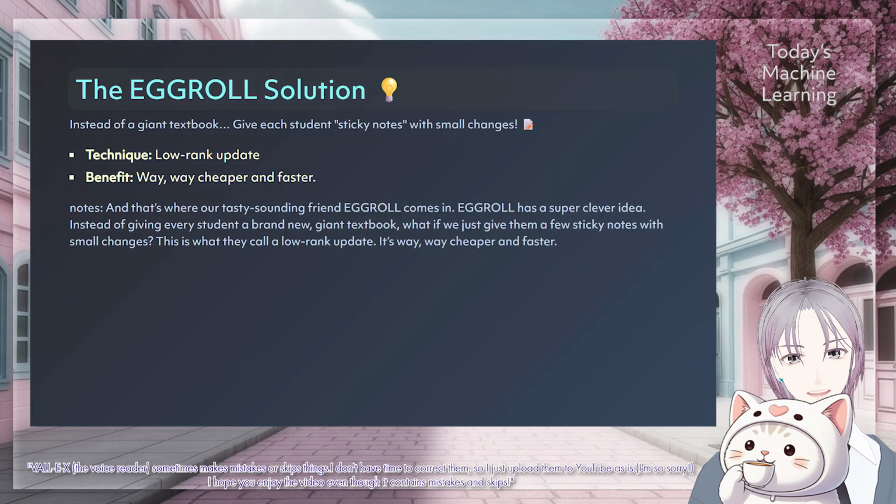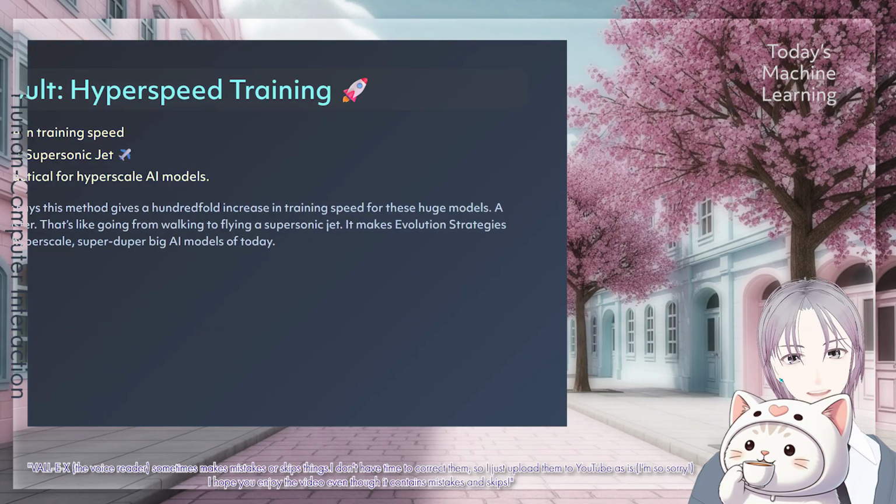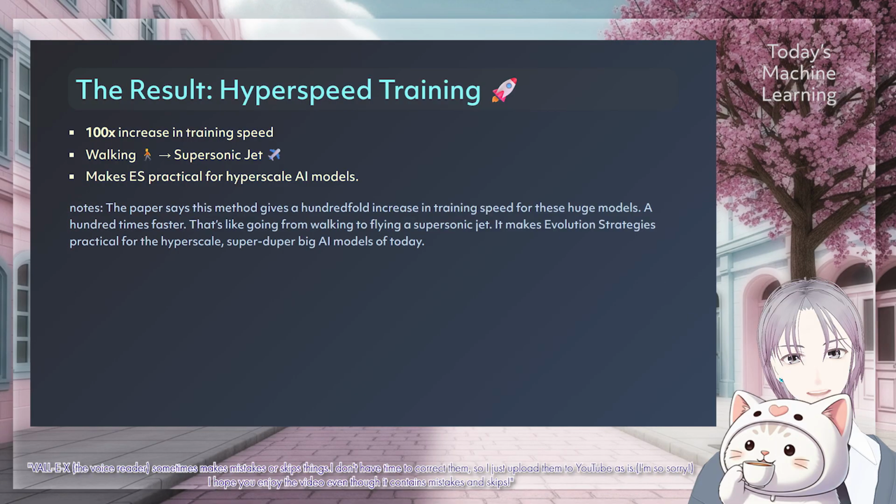EGGROLL has a super clever idea. Instead of giving every student a brand new giant textbook, what if we just give them a few sticky notes with small changes? This is what they call a low-rank update, which is way cheaper and faster. The paper says this method gives a 100-fold increase in training speed for these huge models. 100 times faster. That's like going from walking to flying in a supersonic jet. It makes evolution strategies practical for the super-duper big AI models of today.